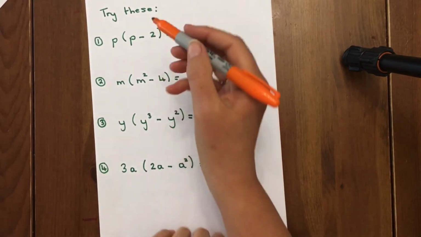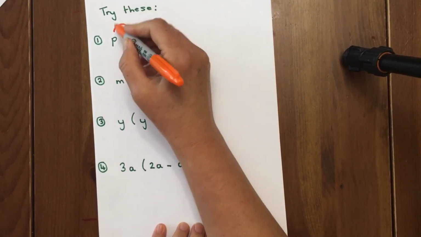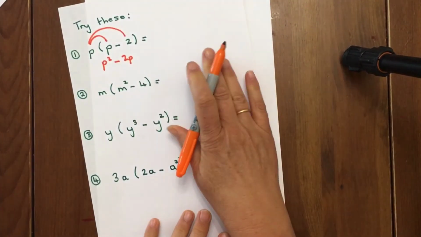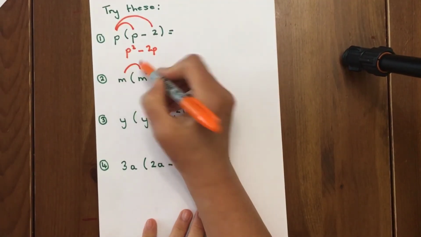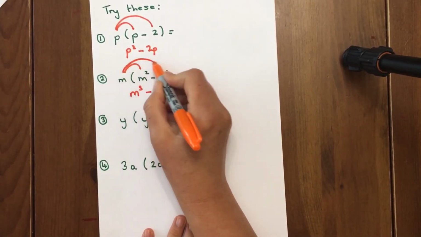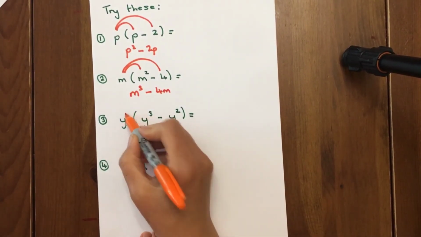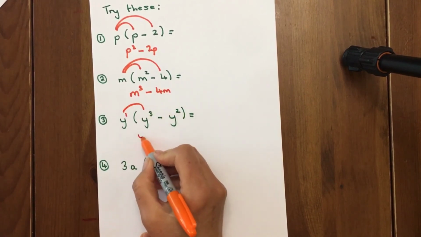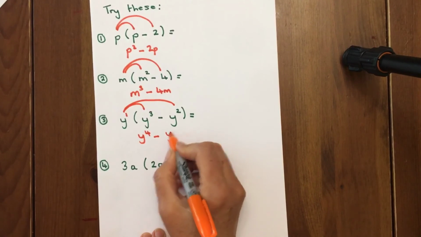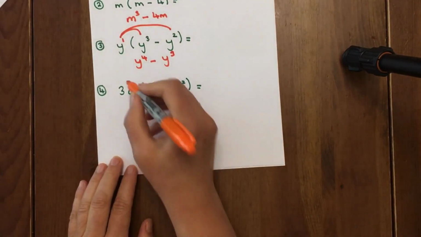Right, okay, let's go through the answers. p times p, p squared, minus 2p. m times m squared, add the powers, m cubed, minus m times 4, 4m. Remember there's a 1 here, times these two together, so we add the powers. Times these two together, so we add the powers. I'll do this last one long ways.